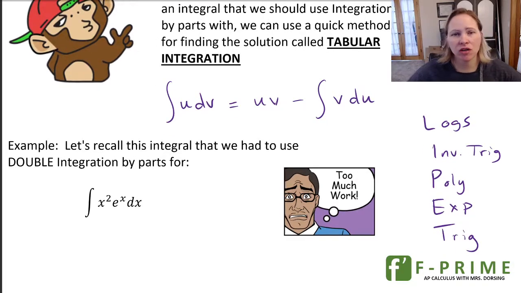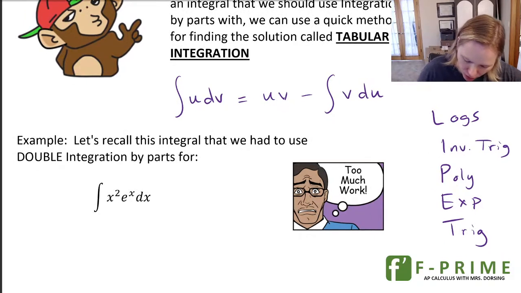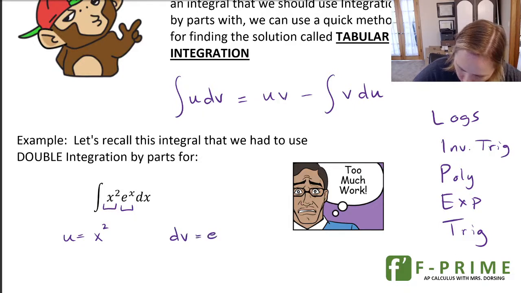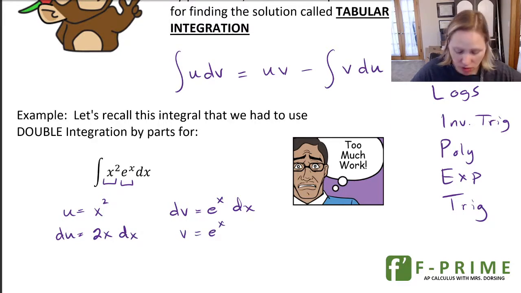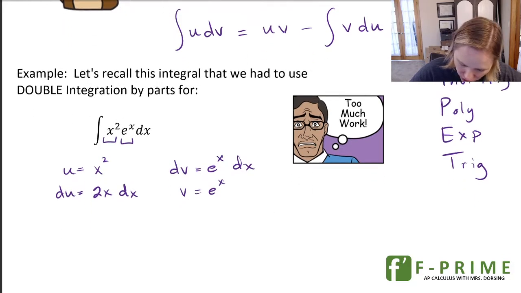So really it's a hierarchy of the order in which we should choose what u is in our integration by parts. Here I have a polynomial and an exponential, so we said we're going to let u be that polynomial because that comes first in LIPET. That means dv is the rest of the function, e to the x dx. We then found du, which is 2x dx, and v we integrated, it's just e to the x, so that was really nice. When we plugged it into our function, it looked like this.